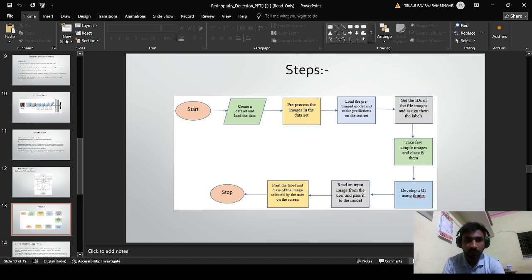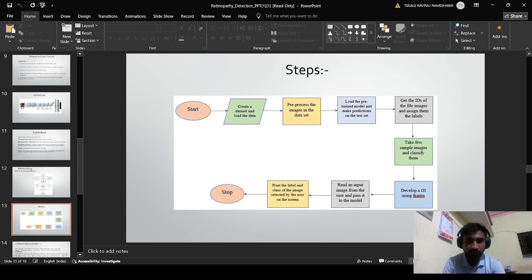The pre-trained deep learning model, for example ResNet 152, is loaded. Then it is used to predict the labels for the test subset of data. Next is to get the IDs of the image files and assign them the labels. Each image file is assigned its predicted label by matching the IDs with the model output.